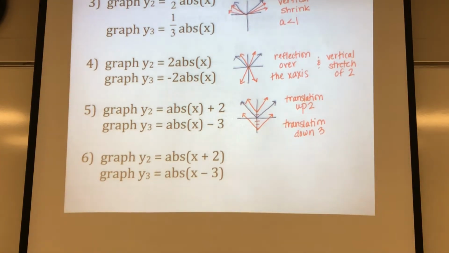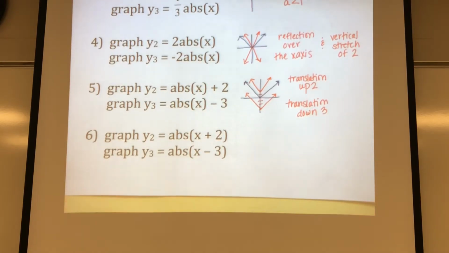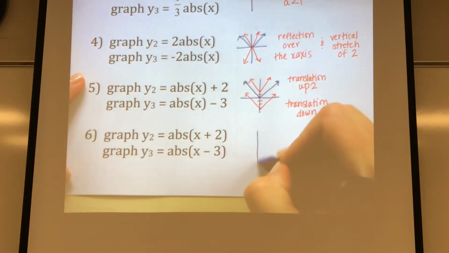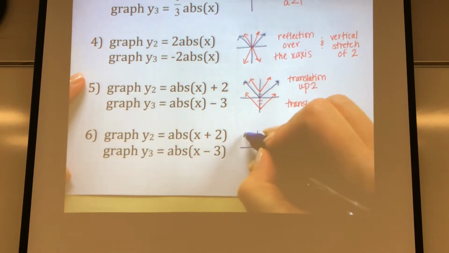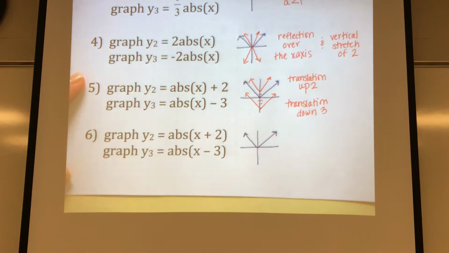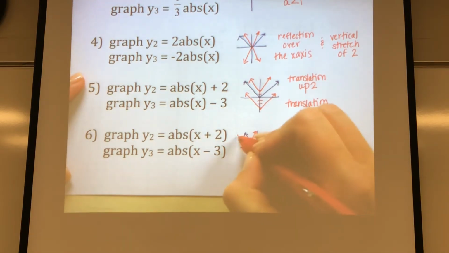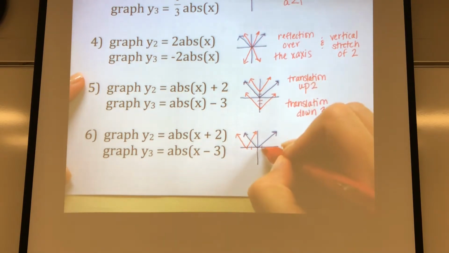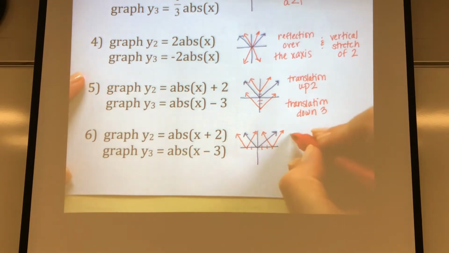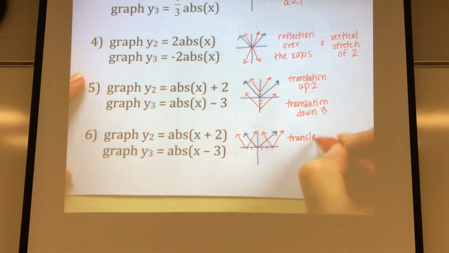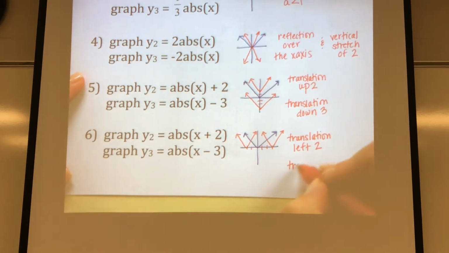The last one, we have the adding and subtracting inside the parentheses, and it does make a big difference if it's outside or inside. So we have our parent function. When it said plus 2, you may have guessed that was going to go to the right 2, but it's actually the opposite. Plus 2 moves us to the left 2. And then negative 3 actually moves us to the right 3. And we'll talk more about why that is in a second. So again, those are translations also. We had a translation left 2, and we had a translation right 3.